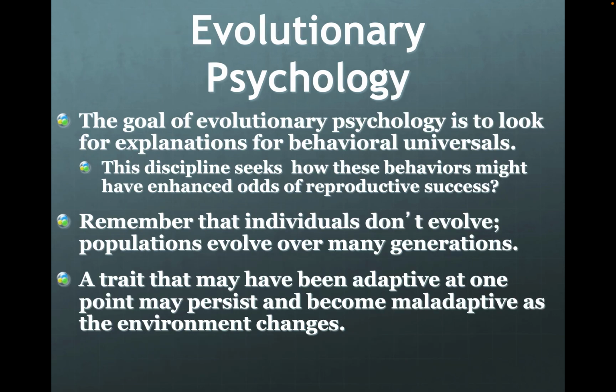The goal of evolutionary psychology is to look for explanations for behavioral universals. This discipline seeks how these behaviors might have enhanced odds of reproductive success. In other words, how do I need to act to be able to find a mate and to be able to reproduce? What do I need to do? These are the universal norms that we're looking for.